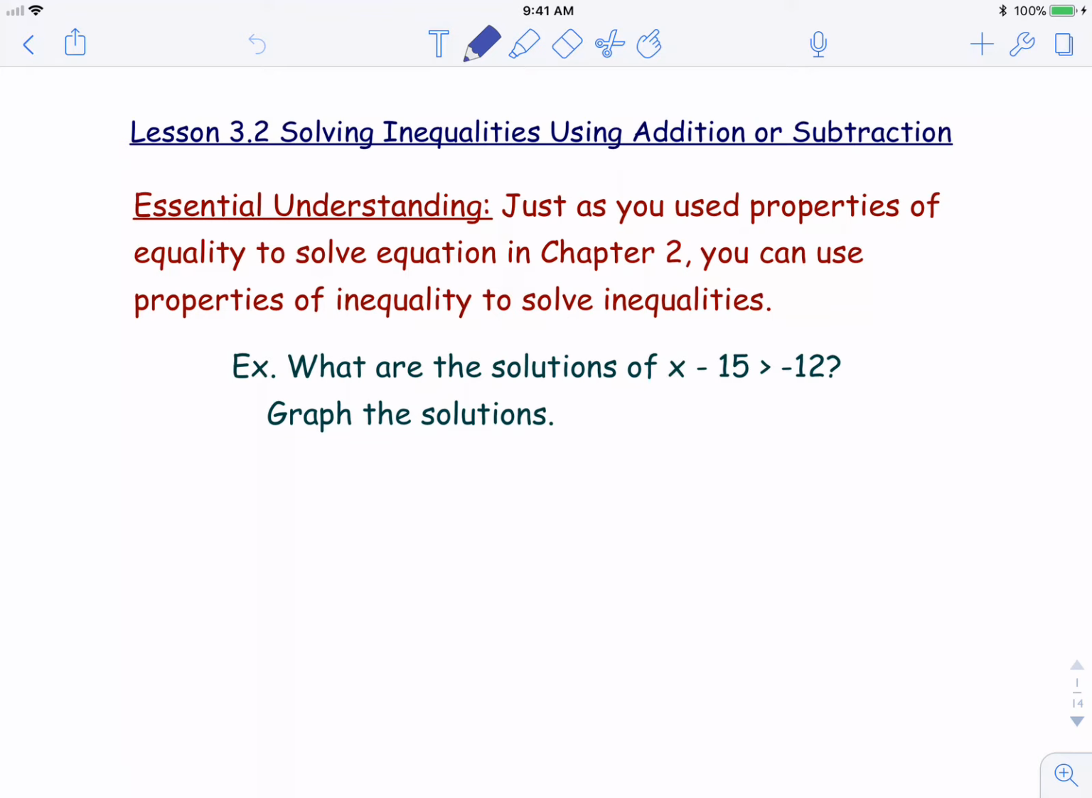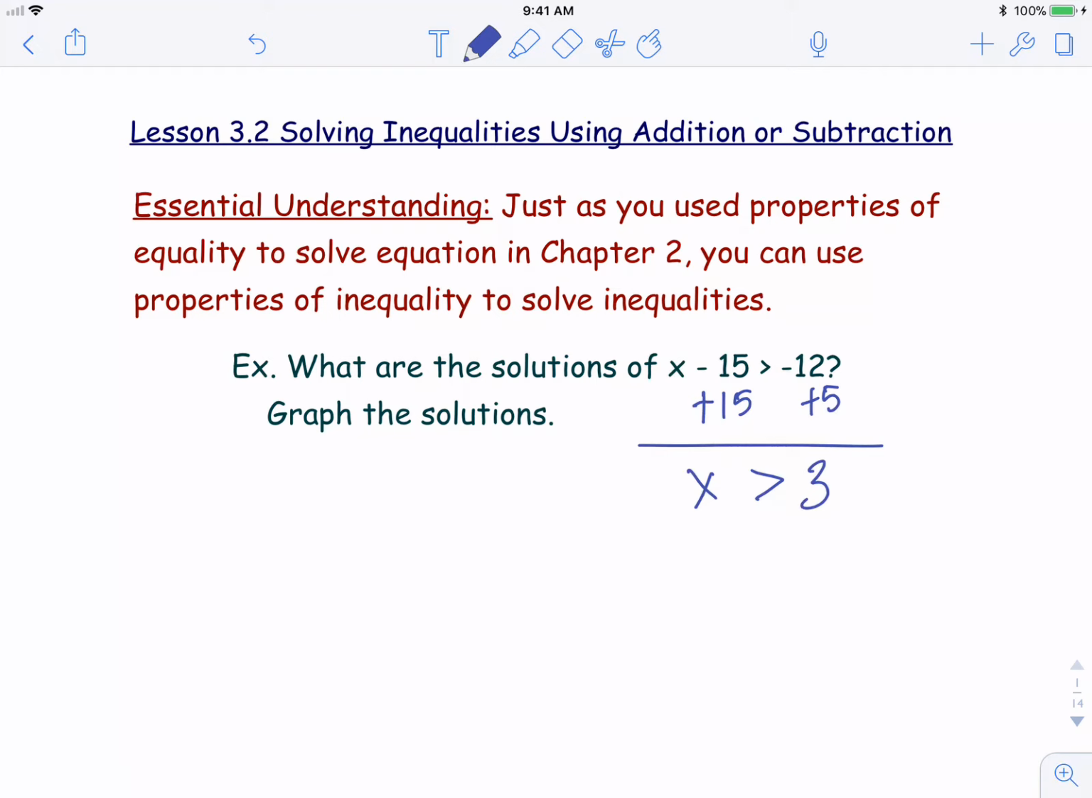So we're going to use inverse operations to get x by itself, now not just in an equation, but in an inequality. Right now, x is being subtracted by 15. So I'm going to do the opposite of that and add 15 to both sides. Then what I have left is x is greater than 3.